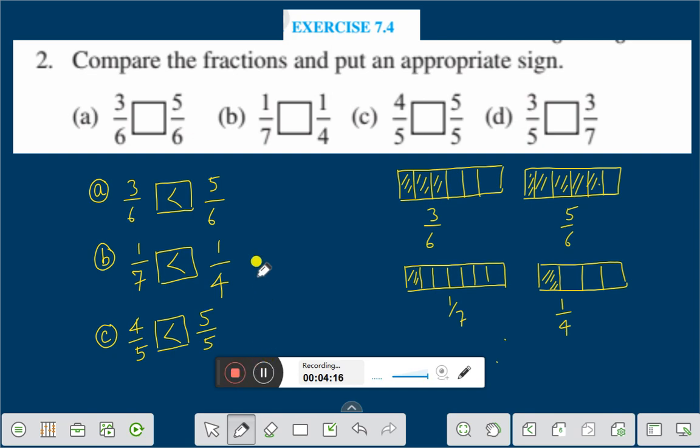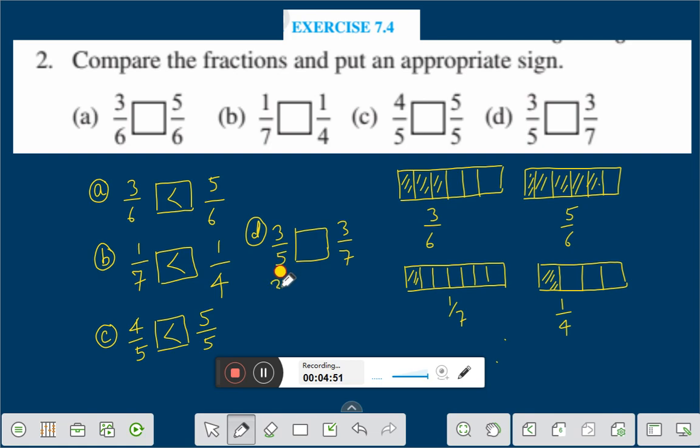Now question number D. Question number D is 3 by 5 and 3 by 7. For this we have to make the denominator same. That is, here what is the LCM? 5 into 7, that is 35.